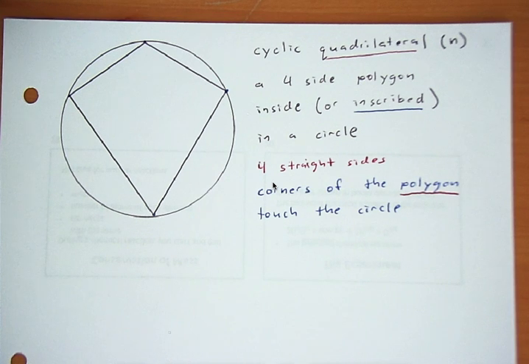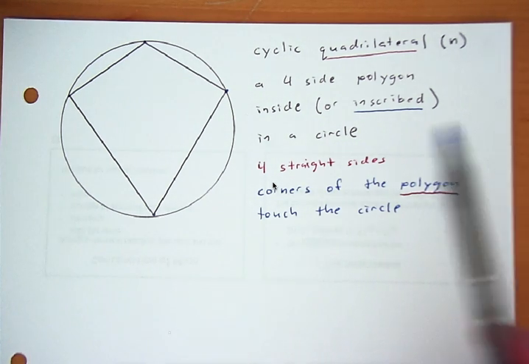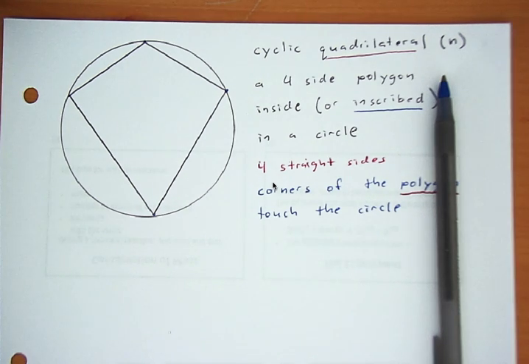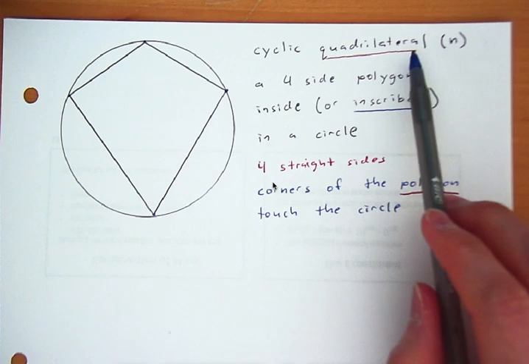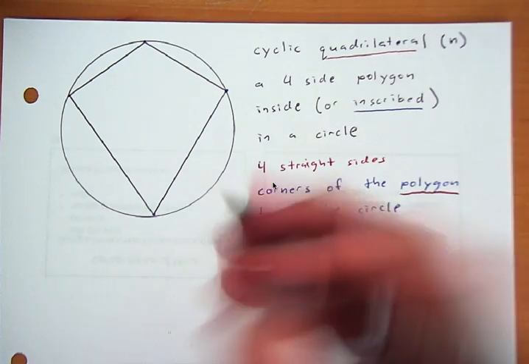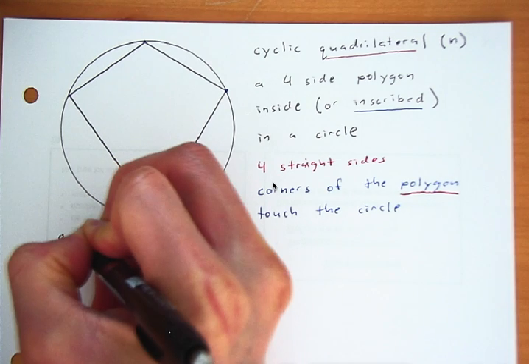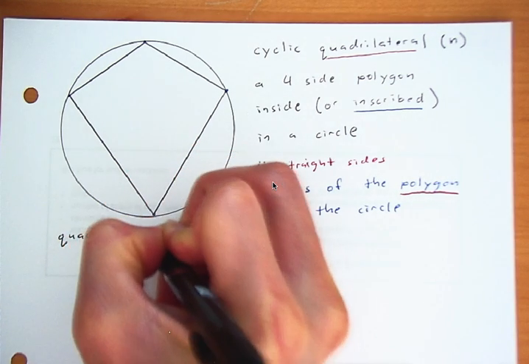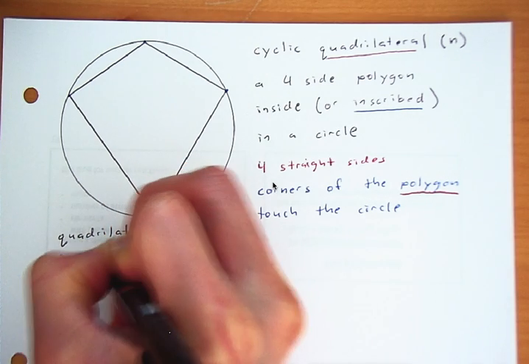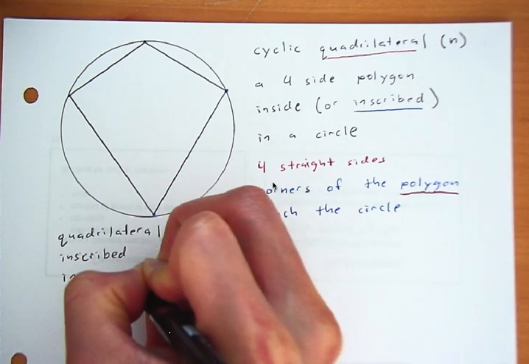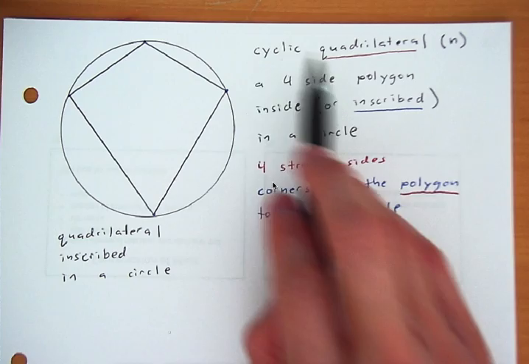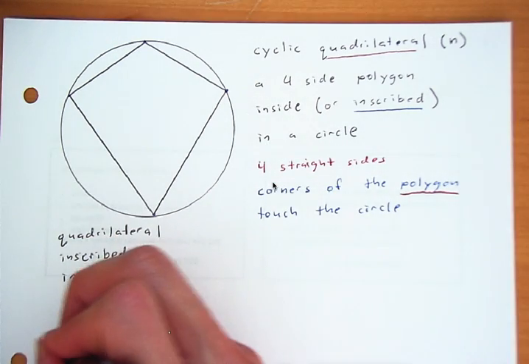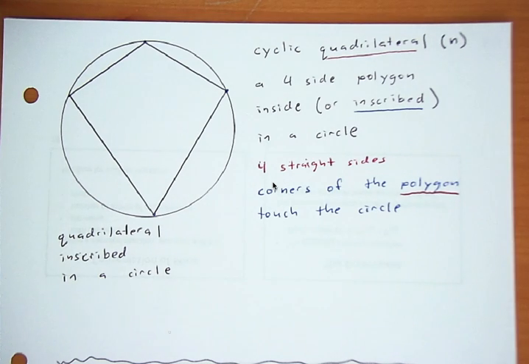Alright. So this is a quadrilateral inscribed in a circle. Maybe I'll write right here. Okay, so that's this picture right here. And if you have a quadrilateral inscribed in a circle, that is a cyclic quadrilateral. There is a word that is close to this that I want us to talk about.